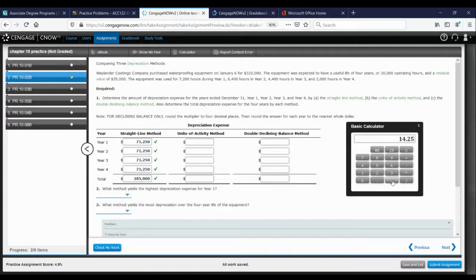So going back to our instructions, for year 1, the equipment was used for 7,200 hours. We would simply multiply the depreciation rate times the hours that we used during year 1, which is 7,200, and that will give you the amount of the depreciation expense for year 1.